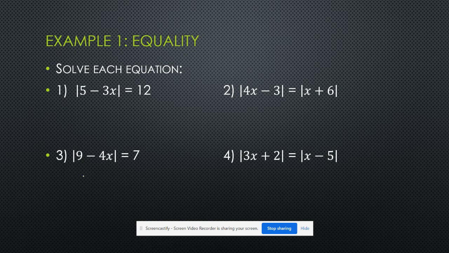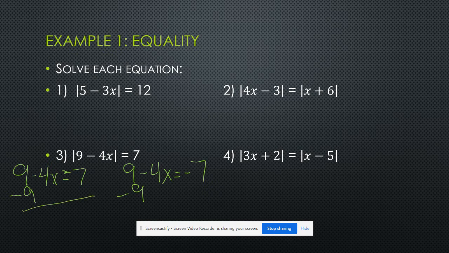Number 3, the absolute value of 9 minus 4x is equal to 7. So 9 minus 4x is equal to positive 7, and 9 minus 4x is equal to negative 7. We would subtract 9 from both sides. Negative 4x is equal to negative 2. Divide by negative 4, and x reduces to positive 1/2.